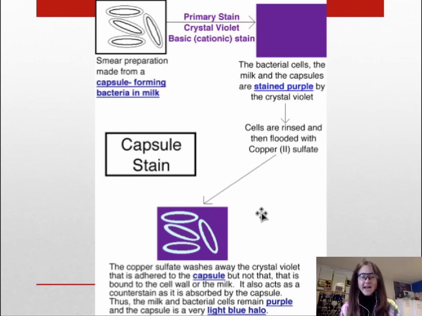Now, I'd love to offer a little extra credit if someone wants to look up and explain why it is that copper 2 sulfate might rinse away the dye from the capsule, but not everything else. But we end up with this really cool image of dark cell, halo, dark background. Very cool.